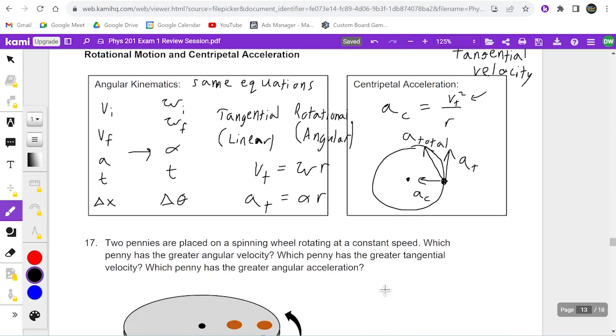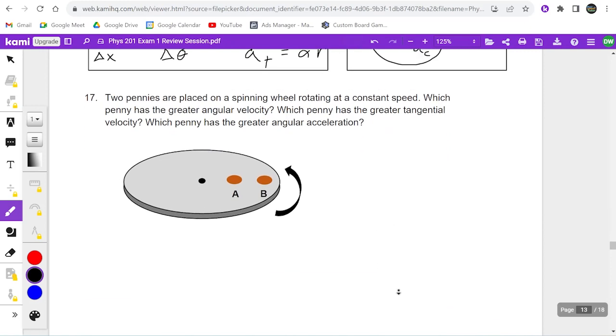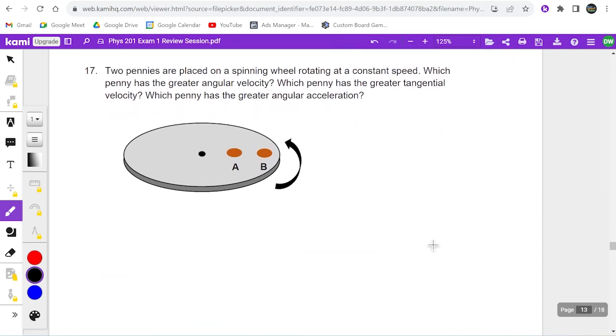So then with that, let's look at some example problems. Number 17. Two pennies are placed on a spinning wheel rotating at a constant speed. Which penny has the greater angular velocity? Which penny has the greater tangential velocity? And which penny has the greater angular acceleration? So first we're going to answer the angular velocity question.